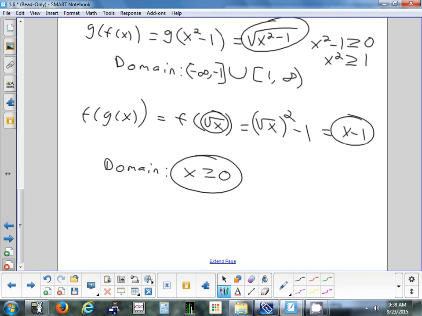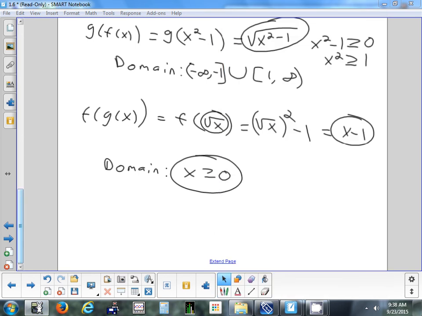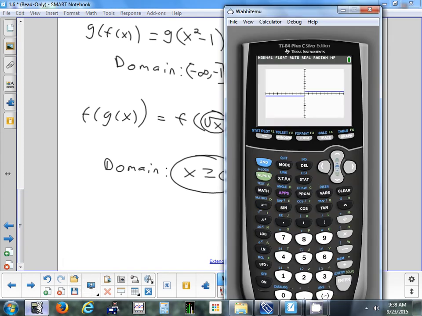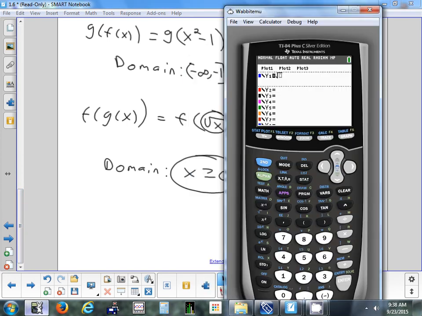And in fact, if I graph it on the calculator, I won't graph the final answer. I'll graph the step right before it and watch what the calculator does. Graph the square root of x, squared, minus 1. Notice the calculator starts at 0 and it only goes to the right. It's not graphing this negative part because that's not part of the domain.